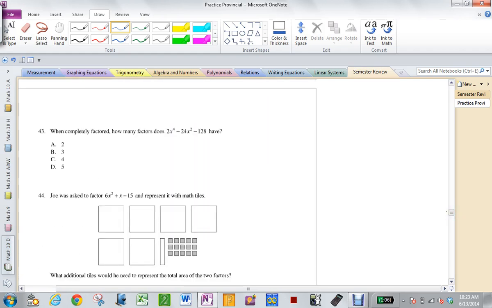43. How many factors does it have? So I got to factor this whole thing. I don't like that 2, so I'm going to factor it out. Divide everything by 2, and the GCF is going to come out to the front. X to the 4th minus 12x squared minus 64. Now, I'm going to look at that and see that even though it's got an x to the 4th up there, that's no big deal. I know it's going to be x squared negative, so plus C, minus C, x squared.